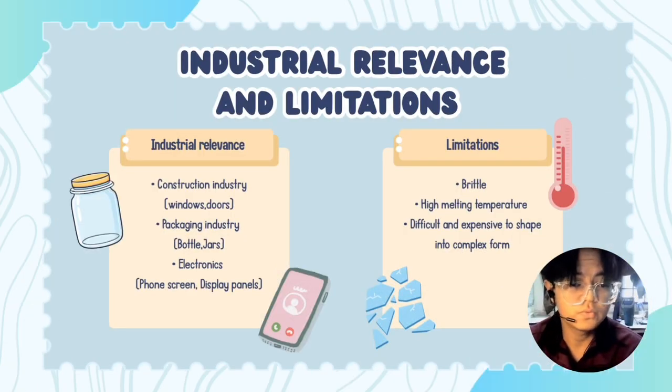Okay, now we move to industrial level and limitation. These 2 points are related because without knowing the limitation of an element, we cannot use it for a product, because we don't know if it is compatible for the product or not. The limitations for glass are that it is brittle, has a high melting temperature, and lastly, is difficult and expensive to shape into complex forms.